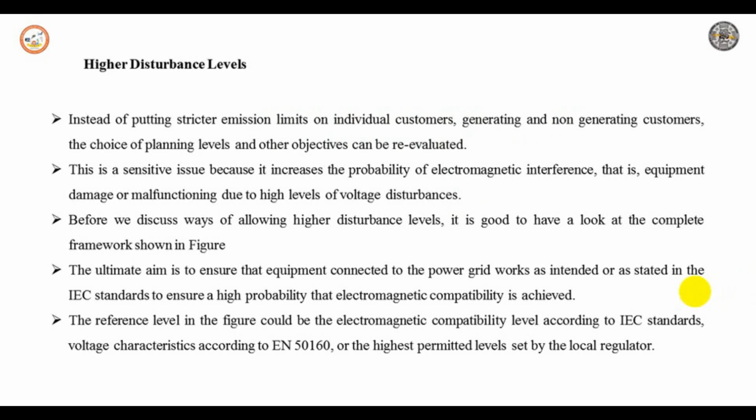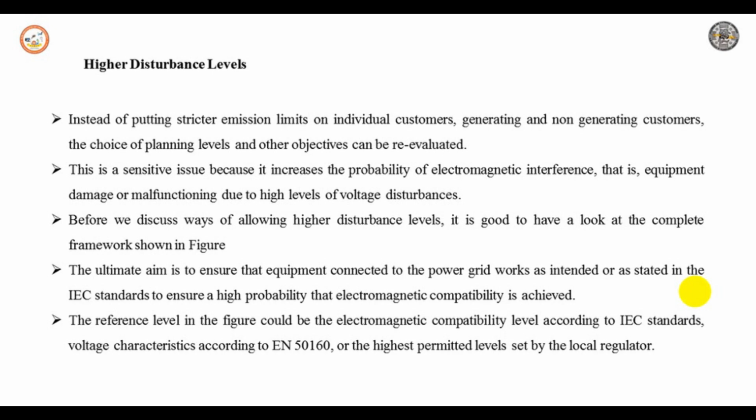Higher disturbance level. Instead of putting strict emission limits on individual customers, generating and non-generating customers, the choice of planning level and other objectives can be re-evaluated. This is a sensitive issue because it increases the probability of electromagnetic interference, that is, equipment damage or malfunctioning due to high levels of voltage disturbances.